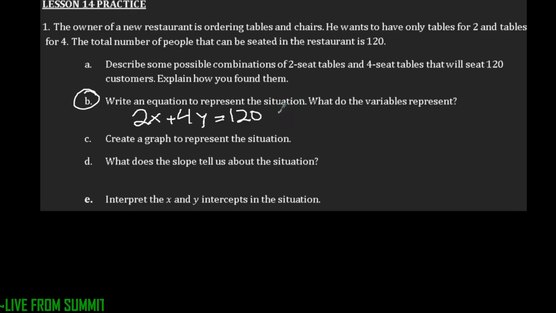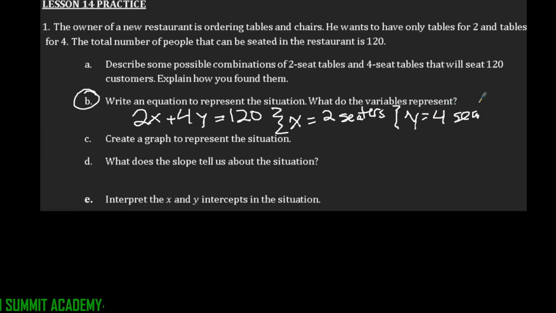Again, x, and I can say x is 2 seaters, and I can say y is going to be equal to the 4 seaters. And that's the type of table that you're looking at. So what you can do is actually create that graph. We're using Desmos. So let's do that, and make sure what I'm looking at.